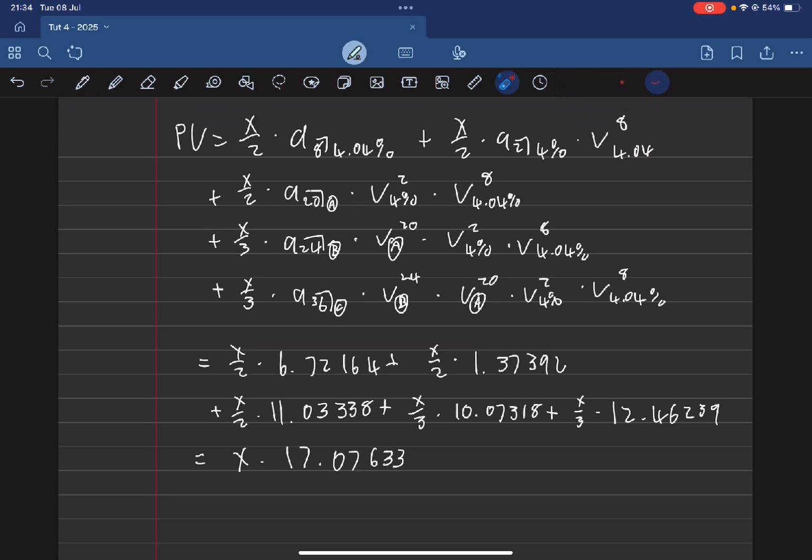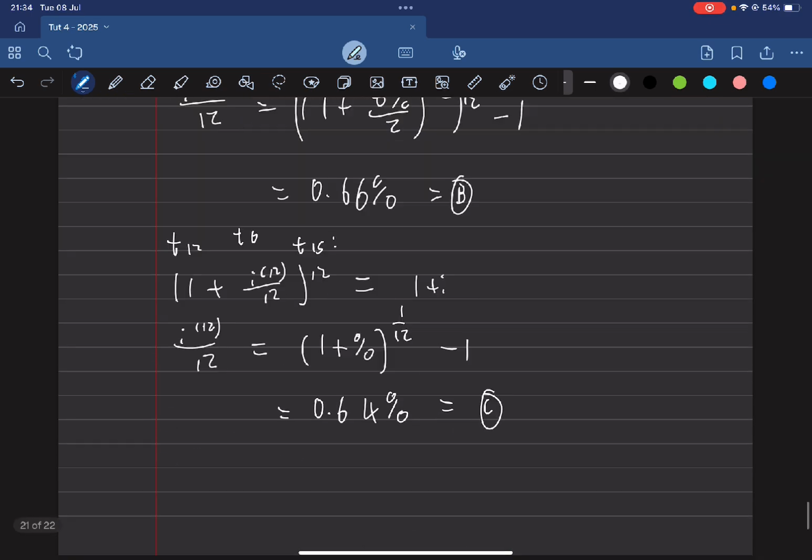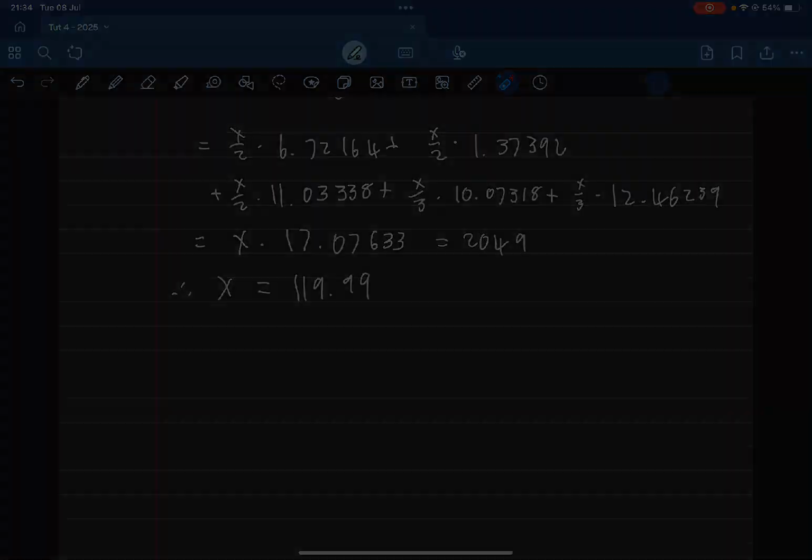17.07633. And from the beginning of the question, they told us that the present value of the annuity is 2049. So 2049 is the present value, and this is all working out the present value. So we can equate this to 2049. Okay. And now if we divide both sides by this 17 point whatever, we can get x on its own, and we get x equal to 119.99. And that's the final answer.